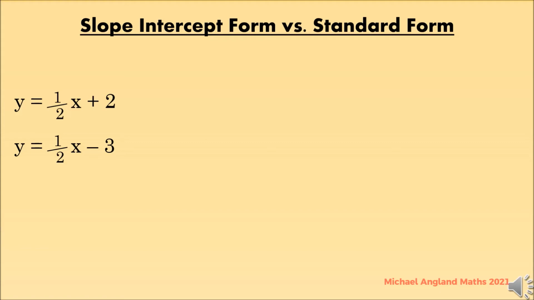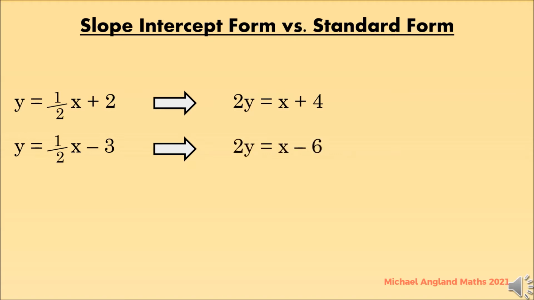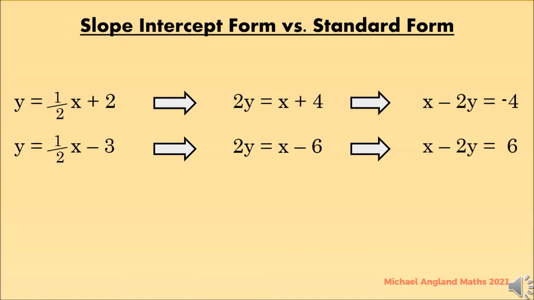Now, if we rearrange those to standard form, multiplying by 2 to get rid of the fraction, for the upper equation we get 2y = x + 4. For the lower equation, we get 2y = x - 6. Now, transforming that into the form ax + by = c, for the upper equation we get x - 2y = -4. For the lower equation we get x - 2y = 6. Those two lines are parallel because they're equivalent to the first two lines.